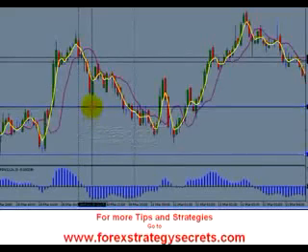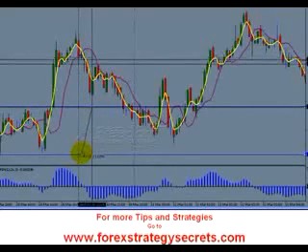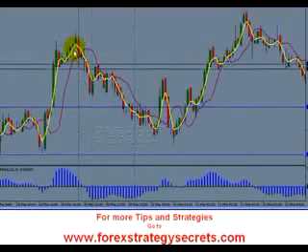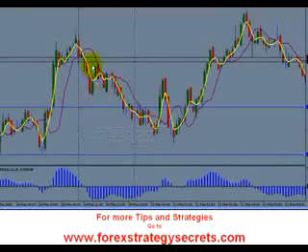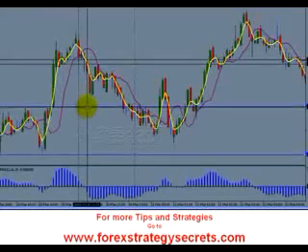So now we have a stop loss set at about 20 pips or so, and we're looking to make maybe 25 pips on that one, so that's not too bad. If that's too much of a stop loss for you, then don't take the trade, or trade with a smaller number of lots.